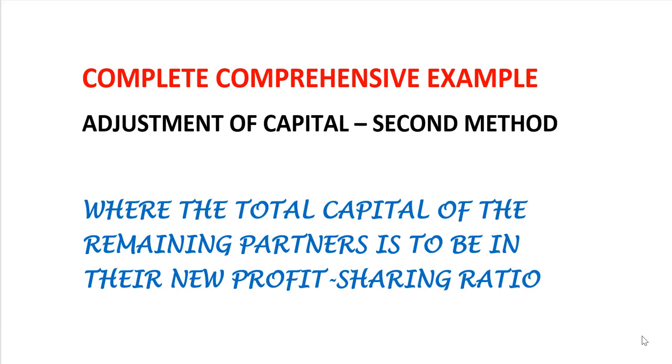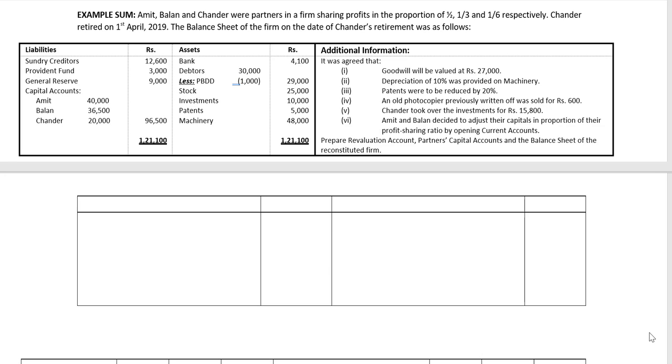Hi, in this video, we will solve a complete comprehensive example under the second method of adjustment of capital at the time of retirement of partner. The second method of adjustment of capital is where the total capital of the remaining partners is to be in their new profit sharing ratio. So let's go to the example sum.